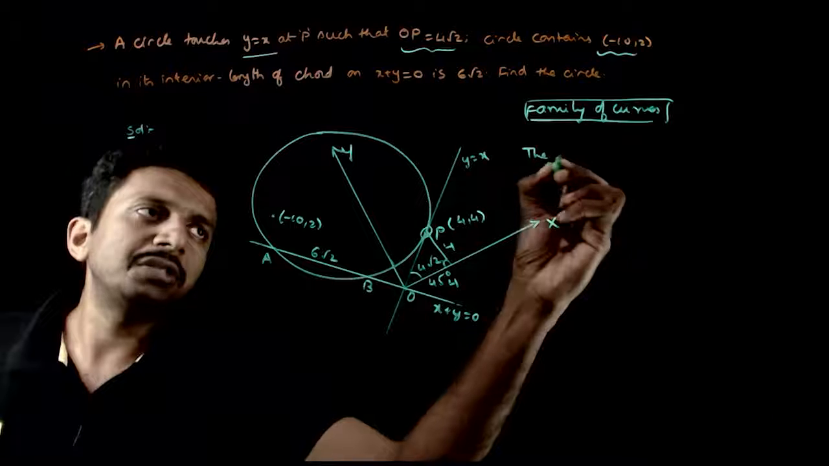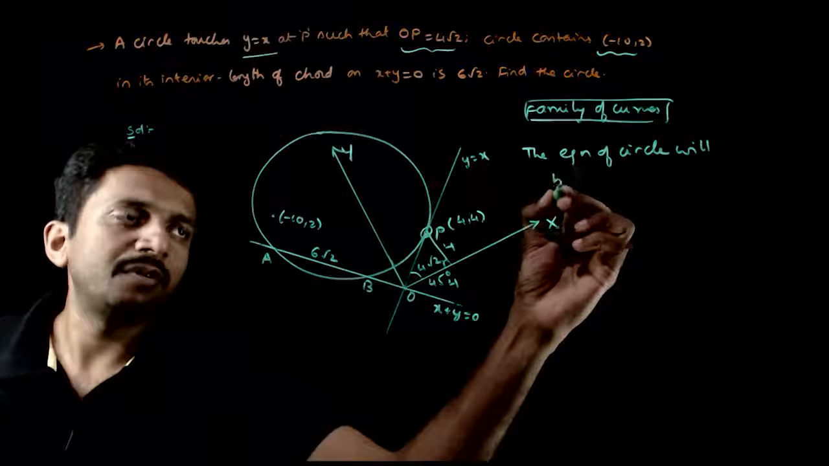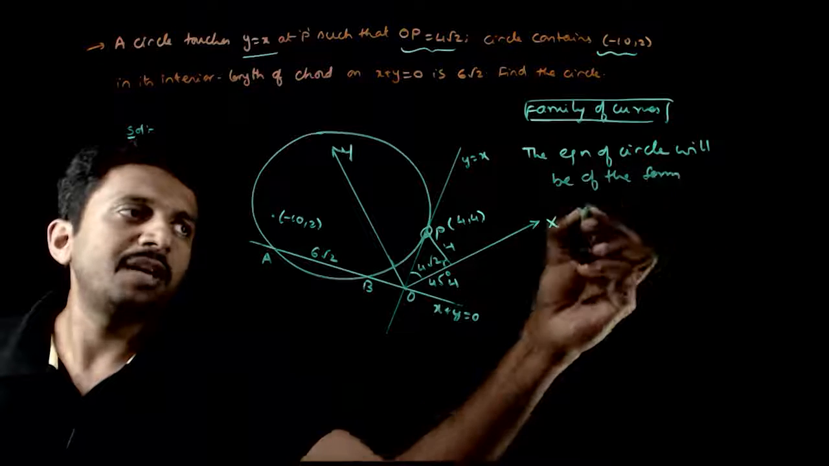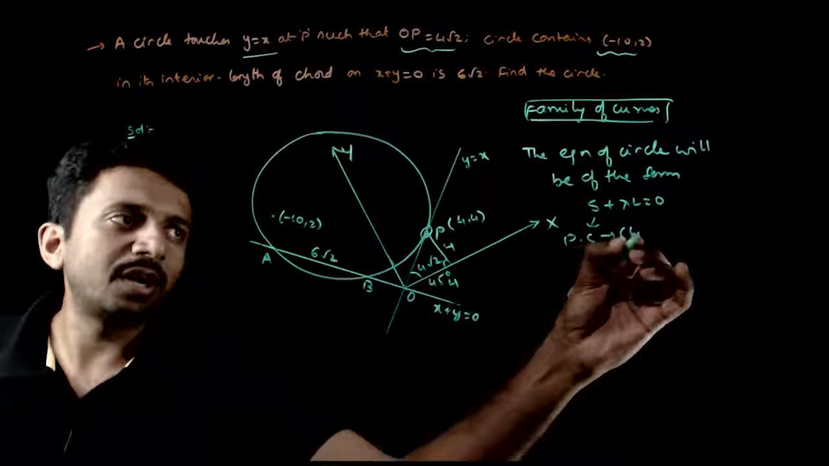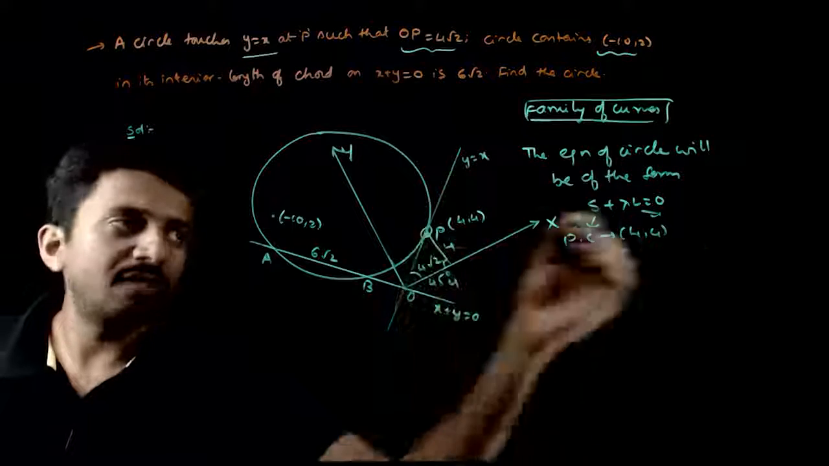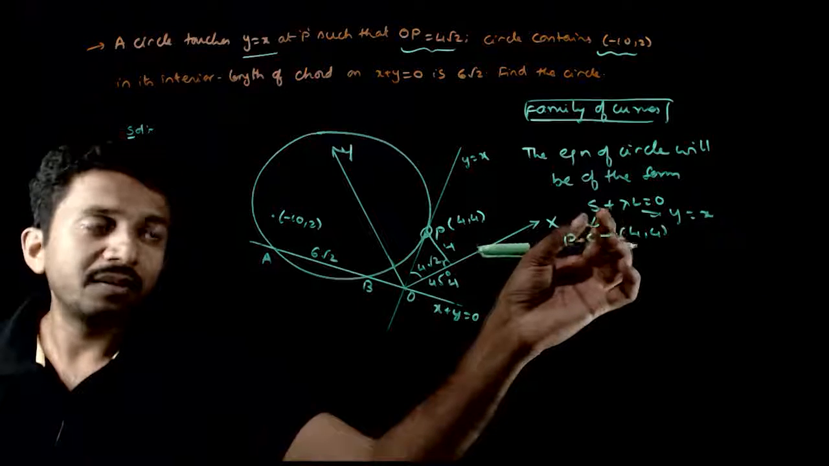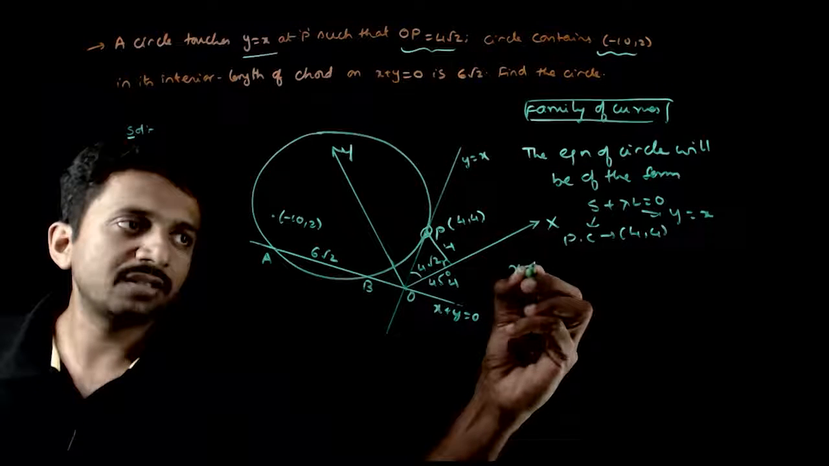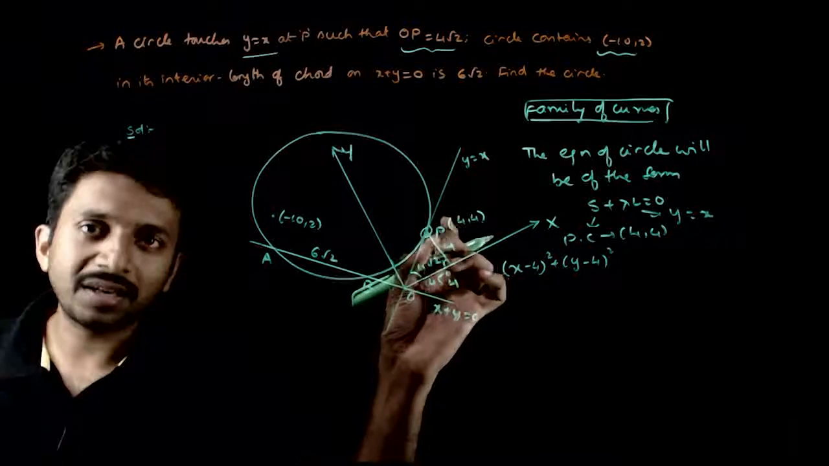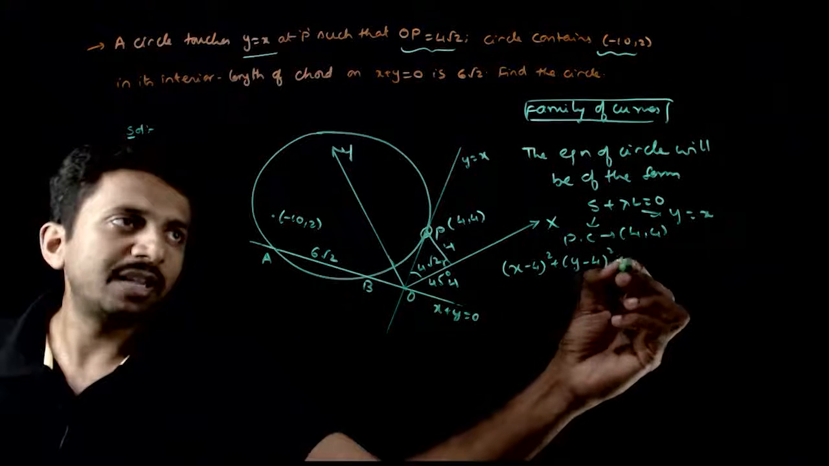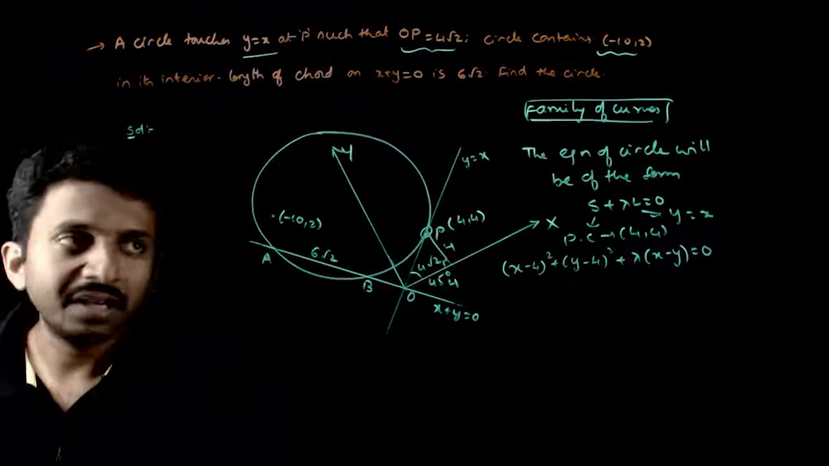So the equation of the circle will be of the form S plus lambda L equals 0, where S is the point circle corresponding to (4, 4) and L is the equation of the tangent y equals x. The point circle with center (4, 4) is (x minus 4) whole square plus (y minus 4) whole square, plus lambda times (x minus y) equals 0. That is the general equation of this line.